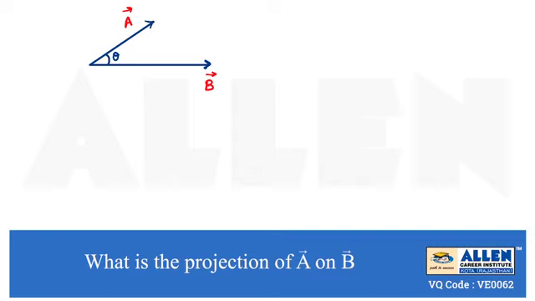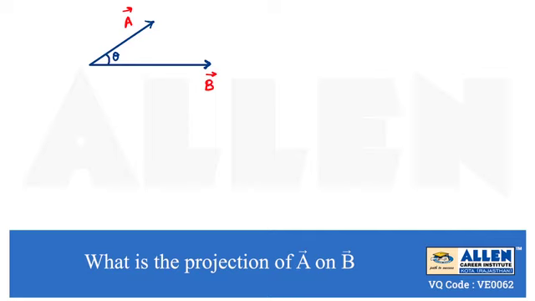What is the projection of A vector on B vector? Here we have to find the projection of a vector on another vector. So we have drawn a diagram. Here we have indicated two vectors, A vector and B vector, like this, and the angle between these vectors is represented by theta.